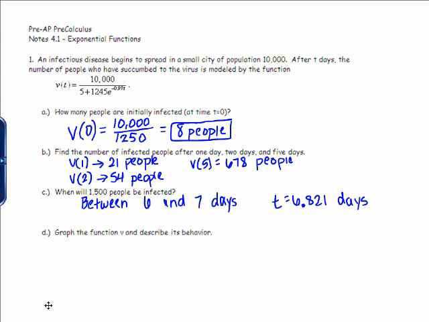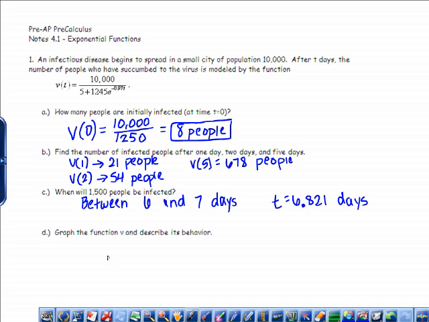Okay, so we already graphed the function to get more specific on C. Let's go ahead and make our own graph right here, a sketch. Remember that we started with 8 people, so it doesn't start at the origin. It starts about right here, and it looks like it goes up, and then it kind of levels off.